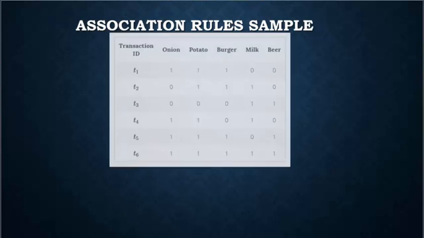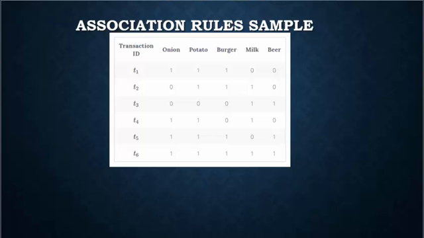Association rule example. Let's take an easy example from the supermarket sphere. The example that we are considering is quite small; in practical situations, datasets contain millions or billions of transactions. The set of item sets: transaction IDs with different items, onion, potato, burger, milk, and beer. Each transaction is a tuple of zeros and ones, where 0 represents the absence of an item and 1 represents the presence of the item.